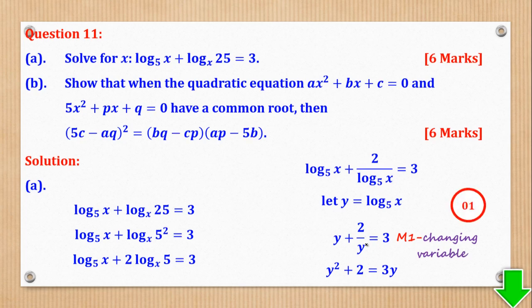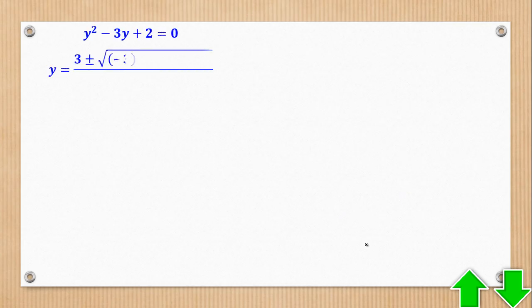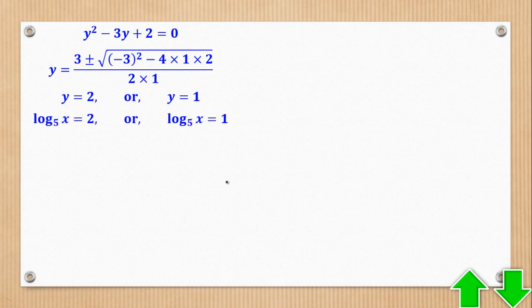So now we are going to get a quadratic equation which can be solved using the quadratic formula to get the values of y. But we are the ones who introduced the y, so we bring back the logarithm and we eliminate the logarithm to get the two values of x. And that's what they wanted.